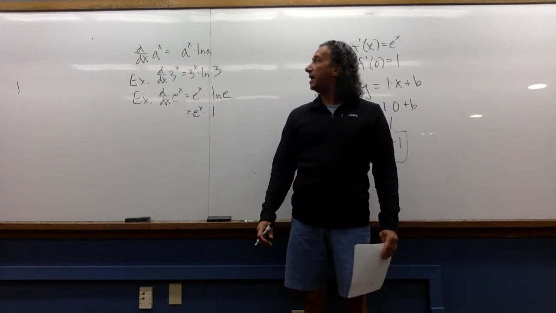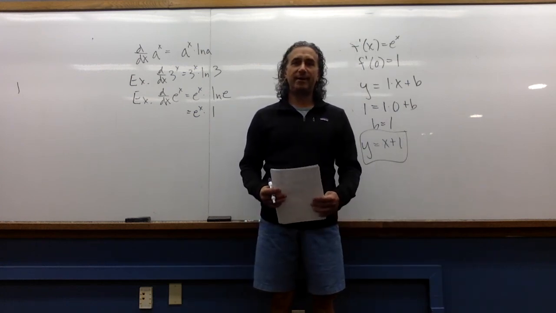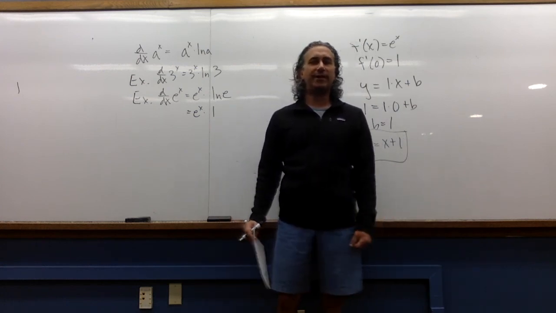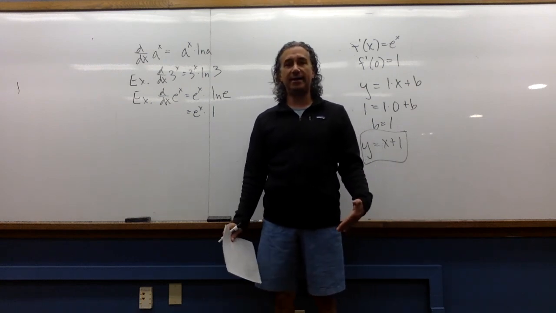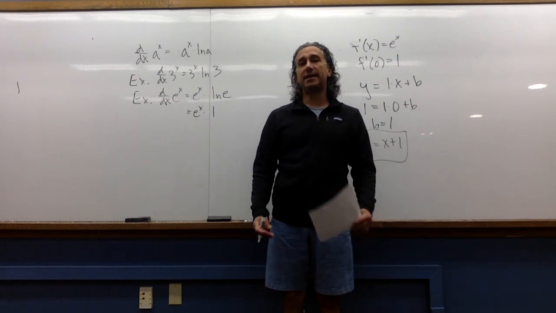All right, that's the derivative of the exponential function, e to the x. It's my favorite one because I don't have to remember anything. The derivative of e to the x is e to the x. Then we have this more general formula. The derivative of a to the x is a to the x times ln of a.